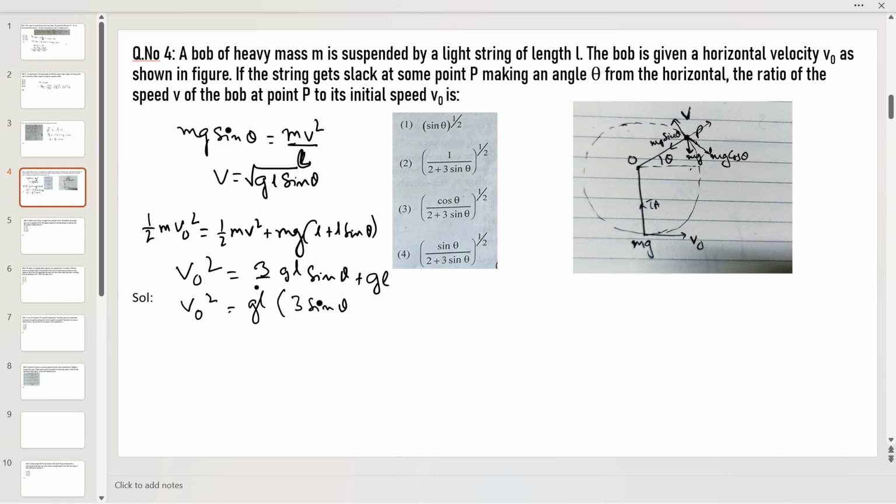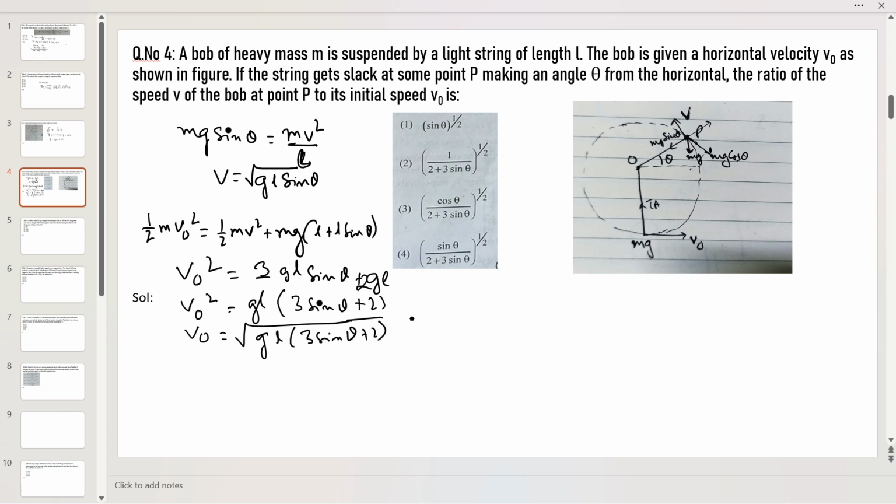because we are going to take the LCM here, so there will be 2, the 2 will be here, so 1 plus 2, because here you are going to take the LCM. When you take the LCM, this 2 will come out, so your V naught will be equal to root over GL bracket 3 sine theta plus 2. This will be your V naught.